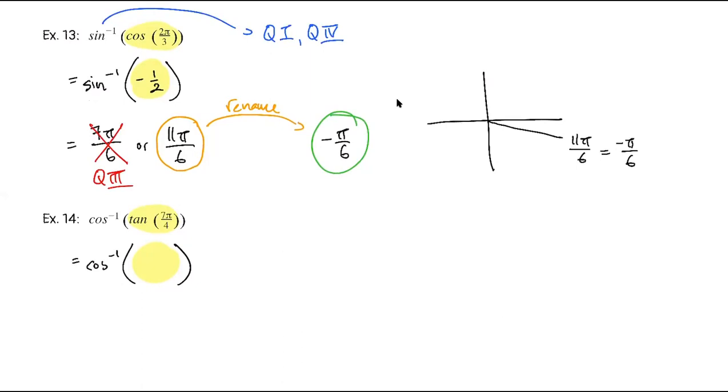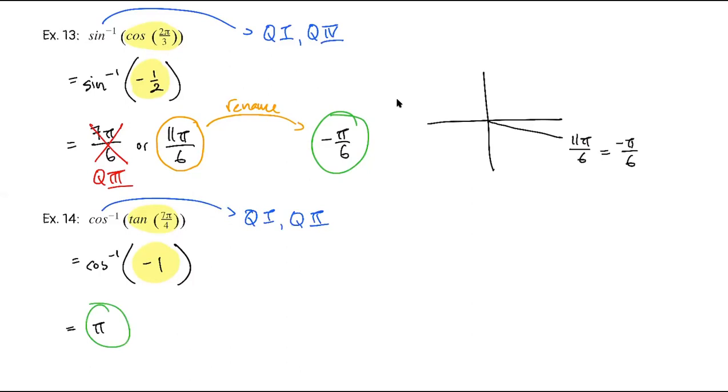All right, let's take a look at example 14 here. We're going to find the tangent of 7 pi over 4. That should give us negative 1, okay? And then we're looking for the angle that has an x value of negative 1. And because it's inverse cosine, we want to look in quadrants 1 and quadrant 2. Now, luckily, this one only has one answer of pi, and pi is in that second quadrant, right at the boundary. So that's our answer.